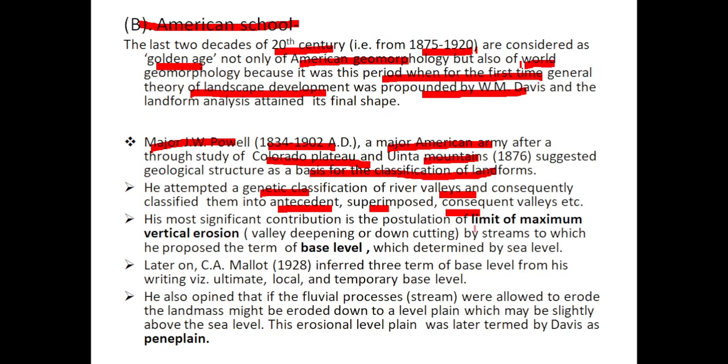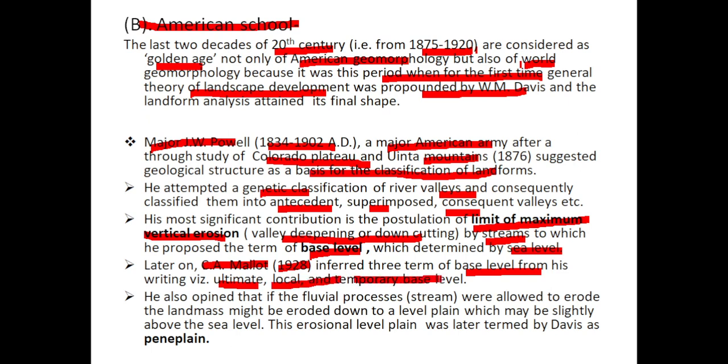He postulated a limit of maximum vertical erosion, meaning valley deepening or downcutting by streams. He proposed the term base level, which is determined by sea level. Later, C.A.M. King in 1928 inferred three terms from base level: ultimate, local, and temporary base level.